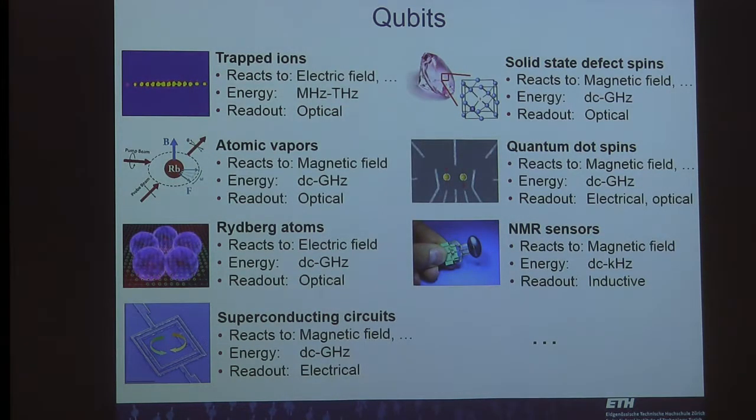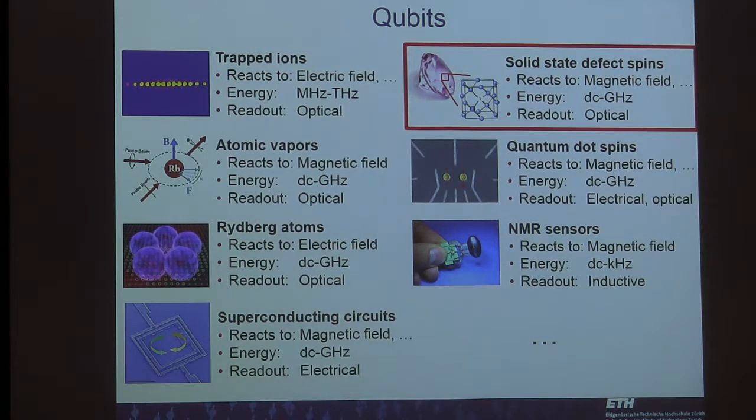Okay, so let's get back to the NV centers. We have this lineup of qubits. So the NV center is a solid state qubit. You can say there are two types of solid state qubits. The ones which are defects in crystalline solids. Diamond is one. There's also silicon carbide. There is quartz, silicon dioxide. Many of those materials have crystal defects.